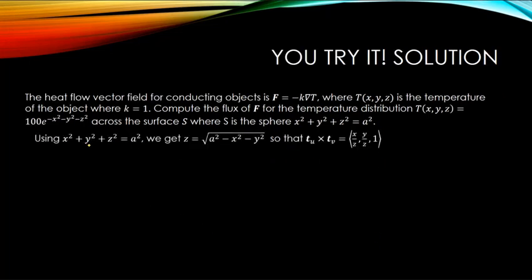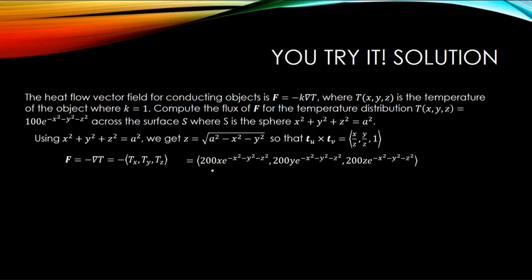I want to use x squared plus y squared plus z squared equals a squared to solve for z. I get z equals the square root of a squared minus x squared minus y squared, so that Tu cross Tv will be equal to a vector with components x over z, y over z, and 1. F is equal to negative del T because my K is equal to 1, which is equal to the negative of a vector with components T sub x, T sub y, T sub z.